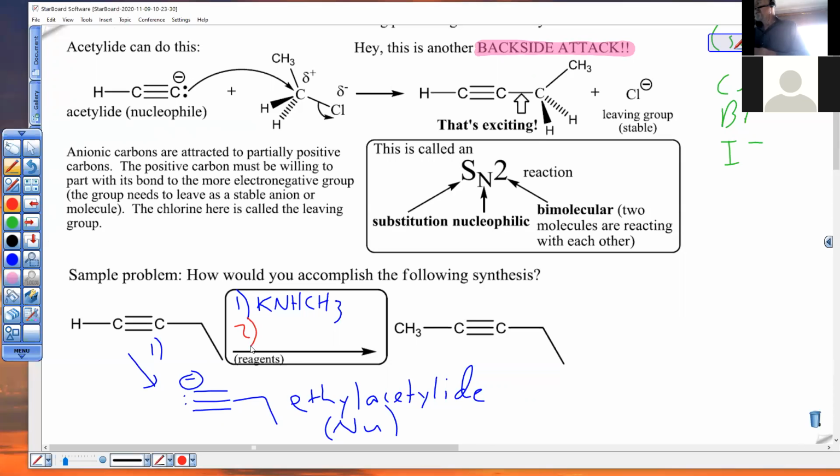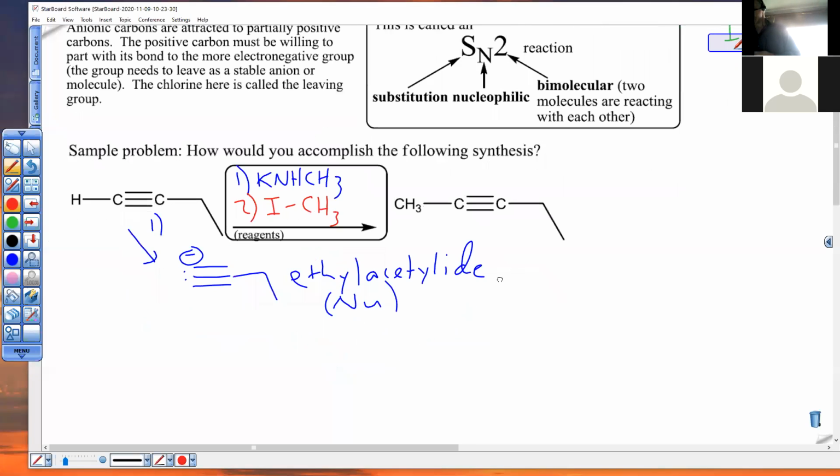Why don't we pick another leaving group for variety? Iodide attached to methyl. And there's your synthesis step. We could just do a rundown on the mechanism. Since we're here, acid-base mechanism in the first step.